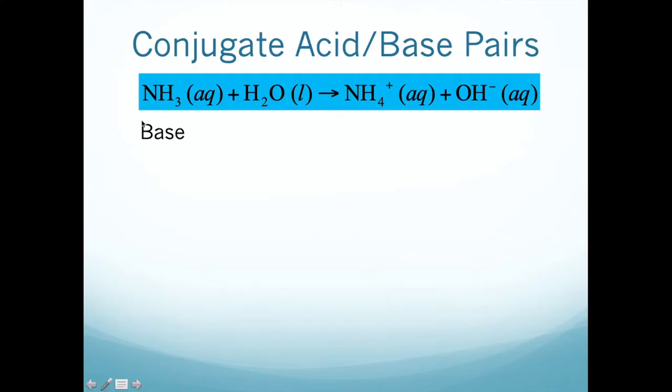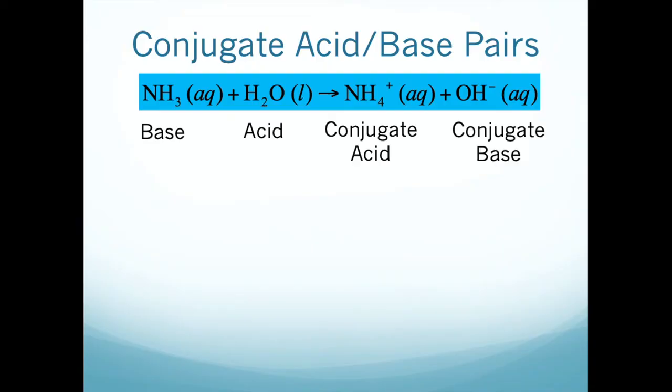Now, by the way, if you figured out one of these, you can figure out all the rest. If this is your base, the other reactant must be your acid, and that means these two are conjugates. If this was your base, the molecule it becomes must be your conjugate acid, right? Because they form a conjugate acid-base pair. And likewise, if this is your conjugate acid, the other product must be your conjugate base.